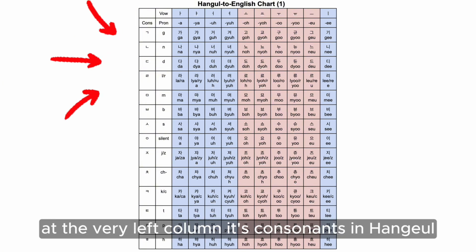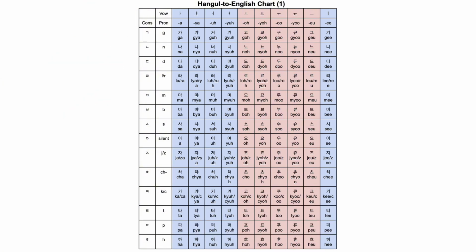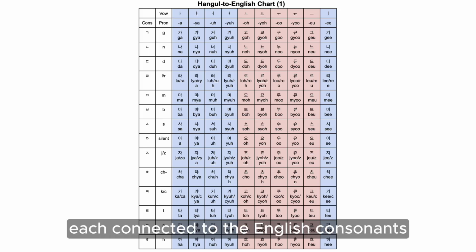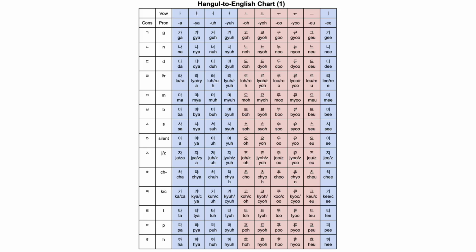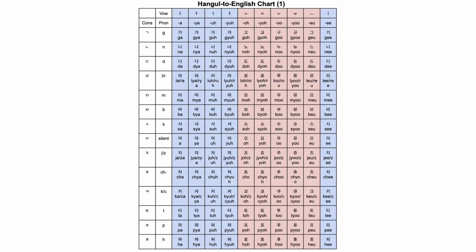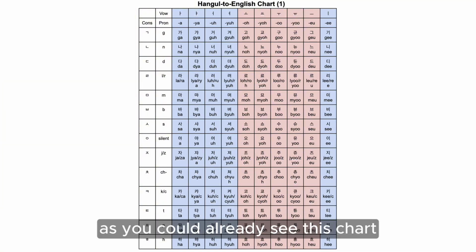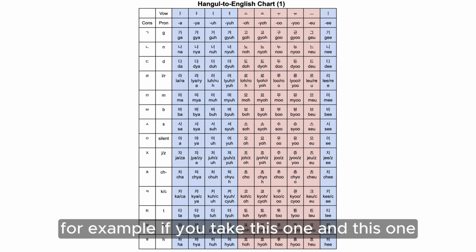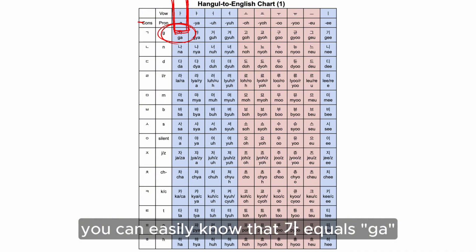Here, the very left column is consonants in Hangul. It is composed of 14 consonants, each connected to the English consonants for pronunciation. At the very top row, we have Hangul vowels, also connected to English vowels. As you can already see, this chart helps you find the pronunciation of different combinations of Korean alphabets. Just like English, Korean alphabets can be combined to create different words. For example, if you take this one and this one, you can easily know that this equals ga.